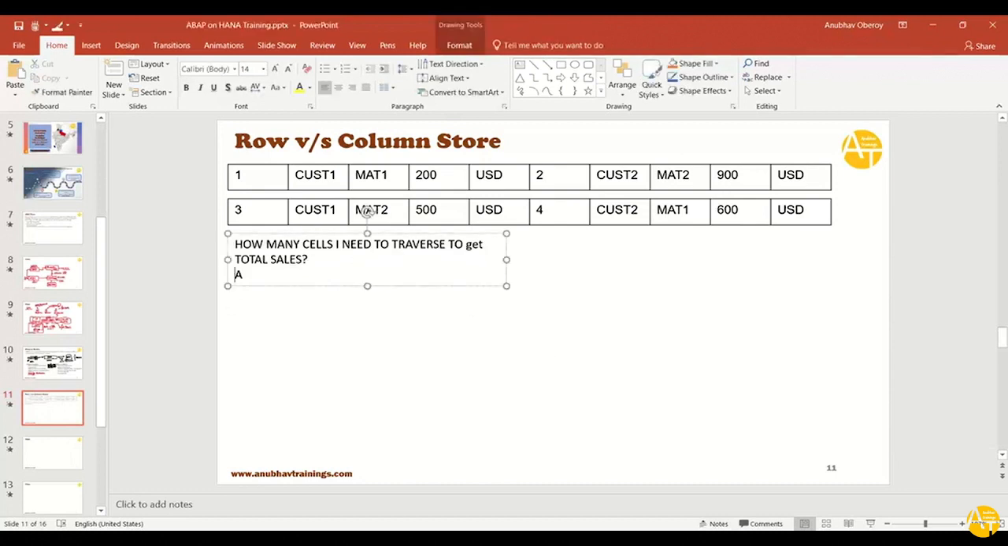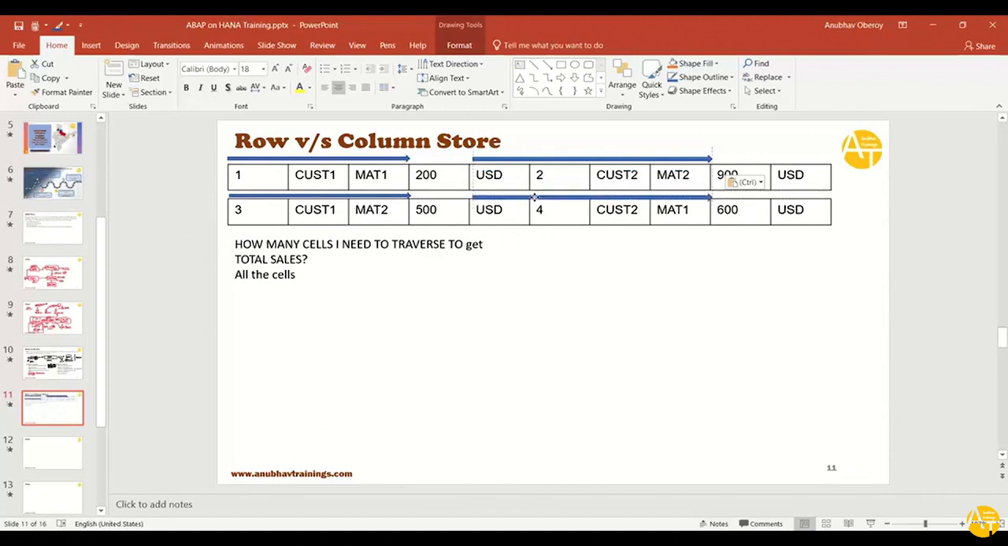Very good answer. Thank you so much. All the cells actually. Why? Because the database has to start a scan left to right, top to bottom to fetch all the cells. So it will go like this. It will start scanning like this. Exactly. And wherever it finds the amount, it will take only the amount eventually to show the data.